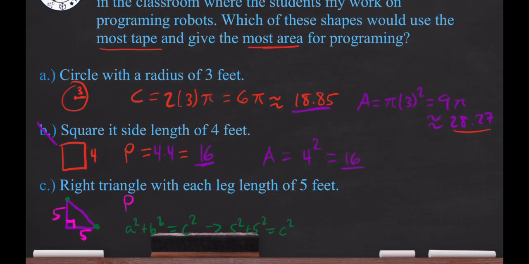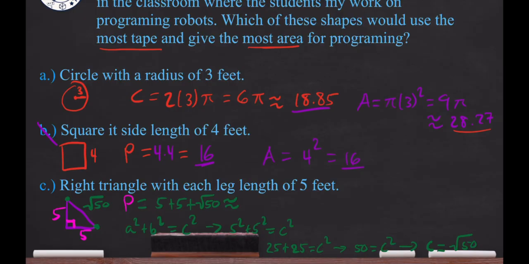So 25 plus 25 equals our hypotenuse squared, which means that 50 is equal to the hypotenuse squared, which means that the hypotenuse of this is equal to the square root of 50. That is the length of that longest side. So perimeter is really just 5 plus 5 plus the square root of 50.